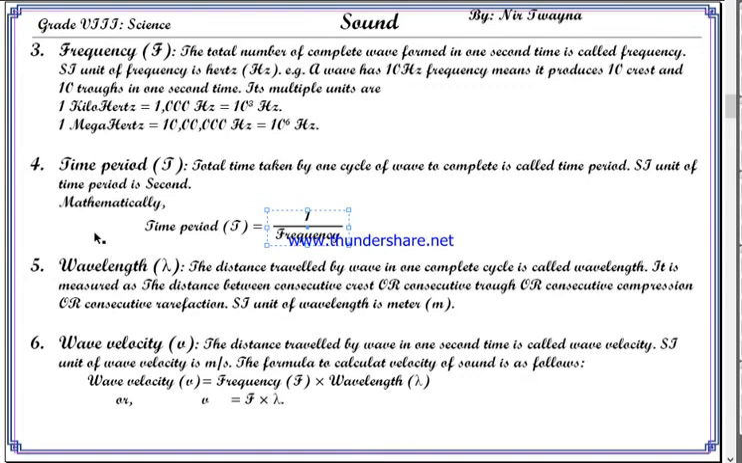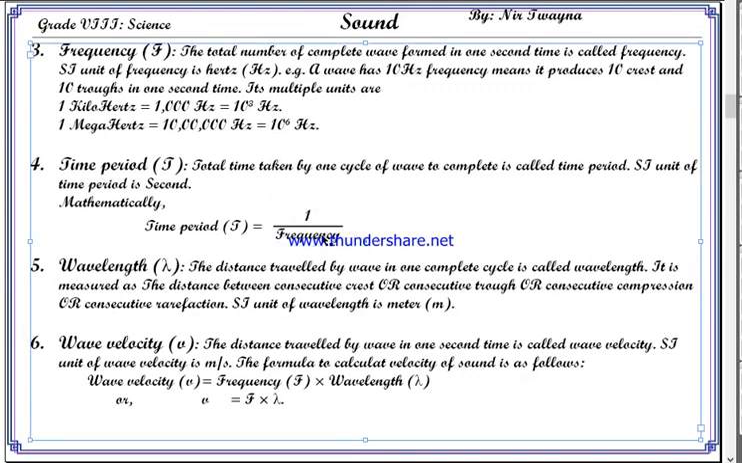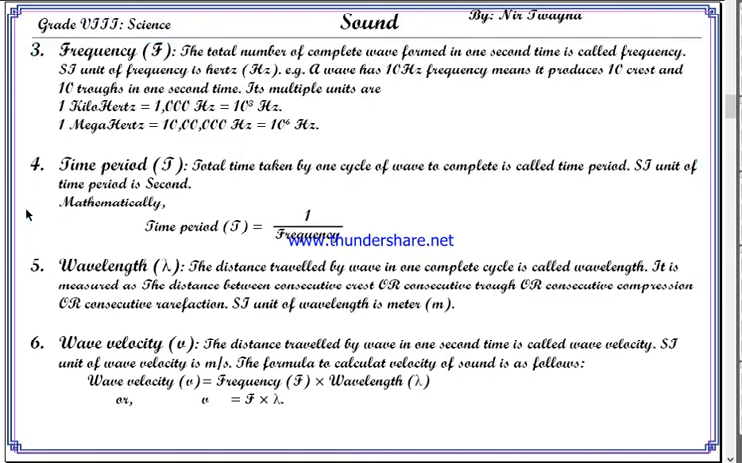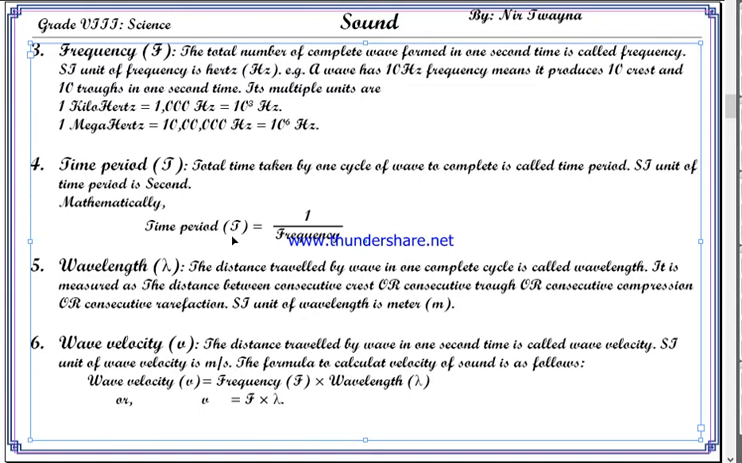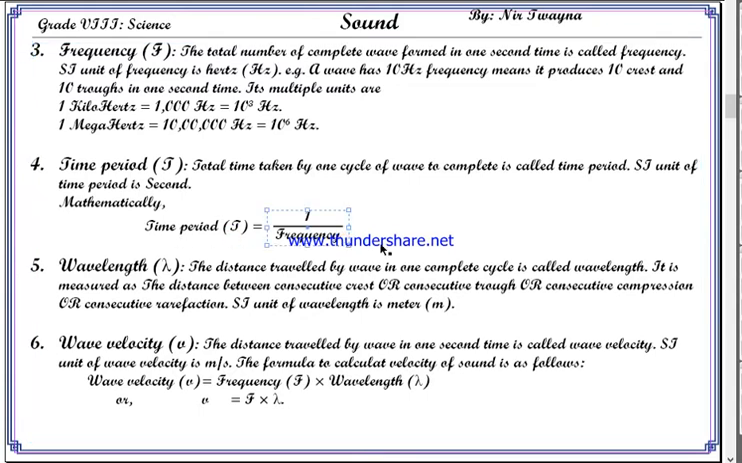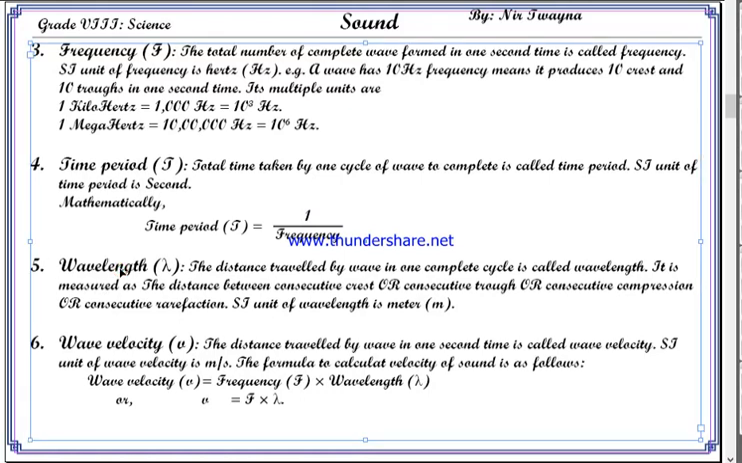Basically, to find out time period you have to take the inverse of frequency, because frequency means the number of waves formed in 1 second. If in 1 second 10 waves can be formed, then use the unitary method: how long will one wave take? It is 1 by 10 second. If 5 waves are formed in 1 second, then one single wave takes 1 by 5 second to complete. It is very simple. That's why mathematically, time period is equal to 1 upon frequency. Don't forget that.